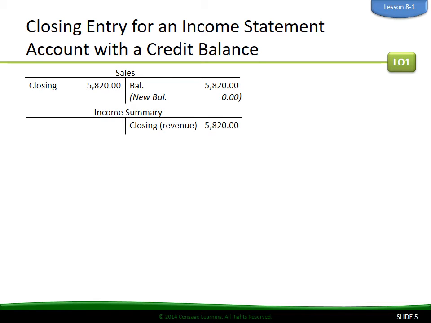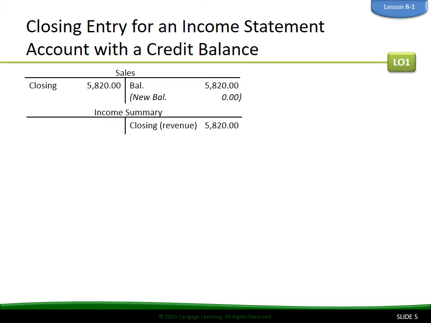This is an example of what this looks like. So in this example, if you just start with the sales T account, walking through this, you can see on the right side, which is the credit side, sales had a balance of $5,820. So if I am going to clear out sales, I'm going to have to debit sales for that same amount. $5,820 would be my debit.